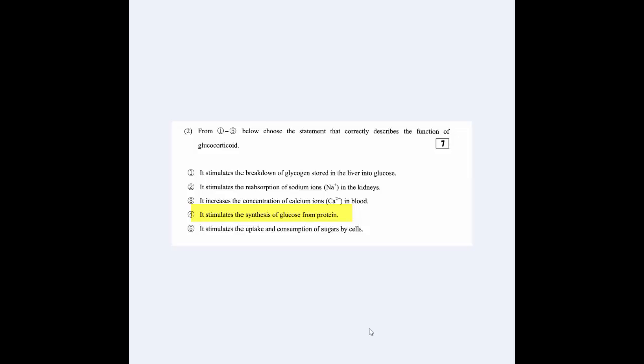Number 7, from 1 to 5 below, choose the statement that correctly describes the function of glucocorticoid. And the answer is 4. It stimulates the synthesis of glucose from protein.